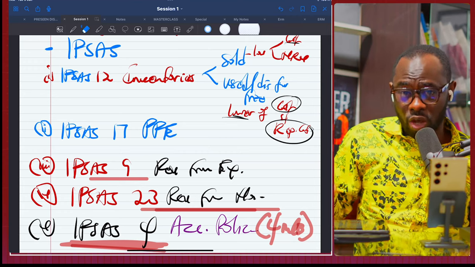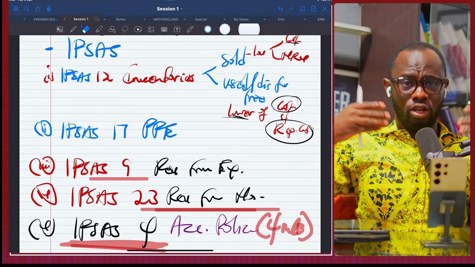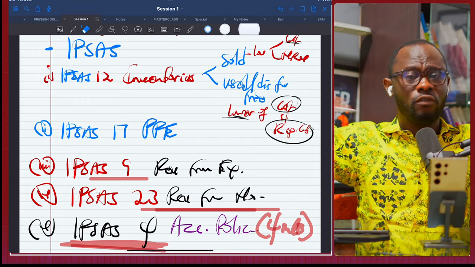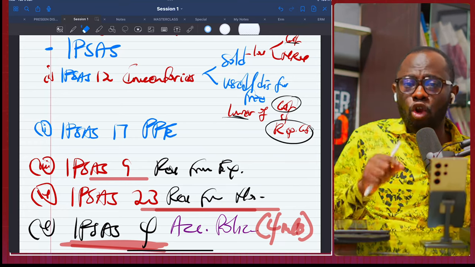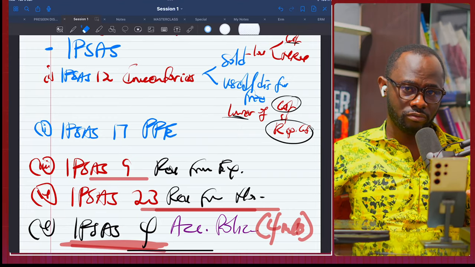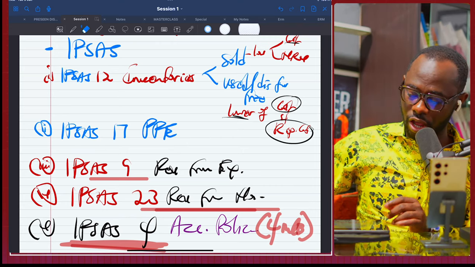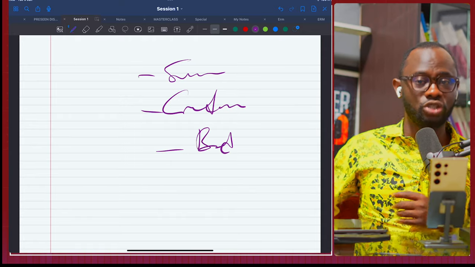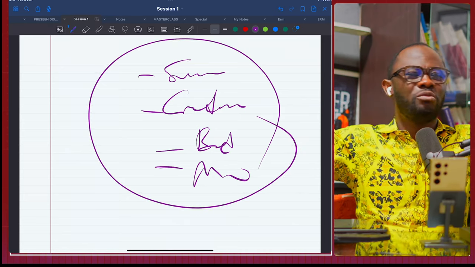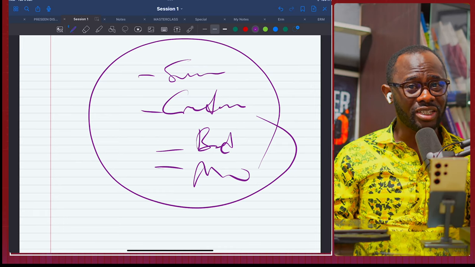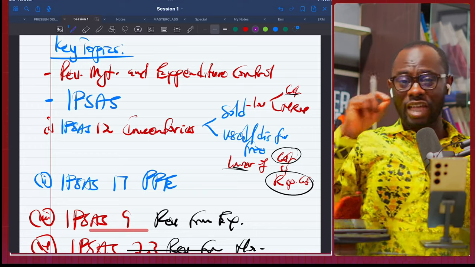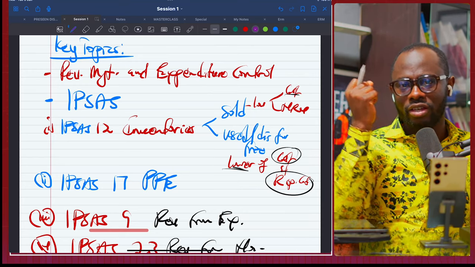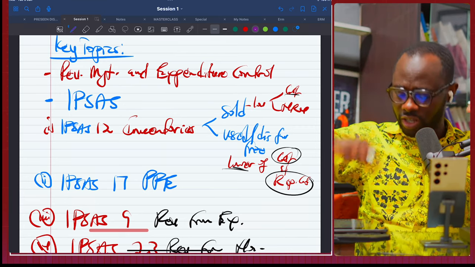All you need to understand under IPSAS 12 inventories is that when the entity is valuing an inventory that they are going to use in-house, or an inventory that they are going to distribute at no fee or for no consideration, then that inventory will be valued at the lower of cost and replacement cost. So if the Ministry of Health, as always, buys sanitary pads to distribute, condoms, baby diapers, mosquito nets to distribute for free, they are not getting any money for it, isn't it? So they will value them at the lower of cost and replacement cost. To get a closing stock of such inventories, we compare the historical cost with the replacement cost. The lower of the two will become the amount at which the inventory will be carried.